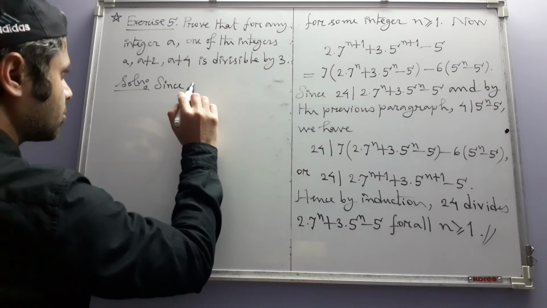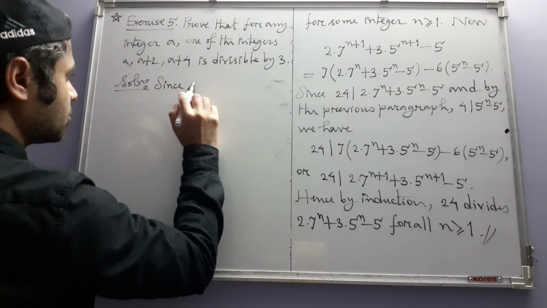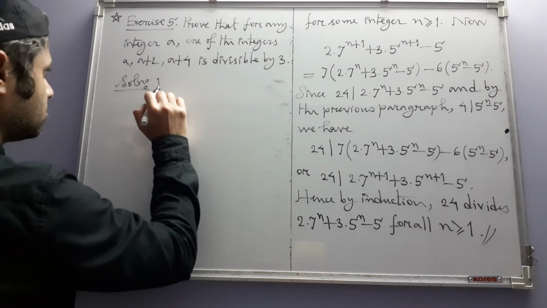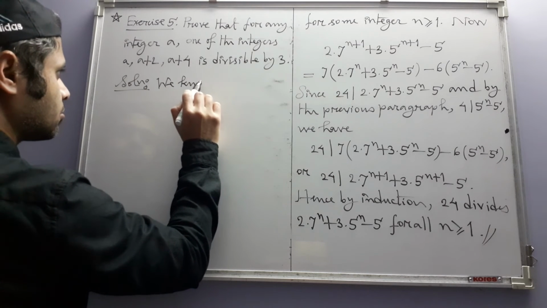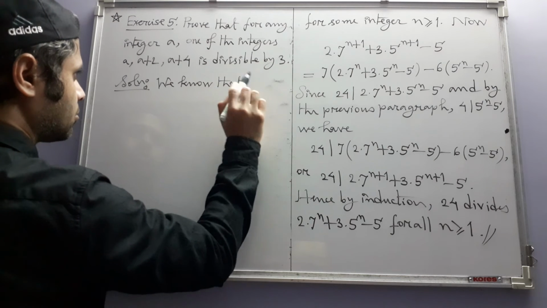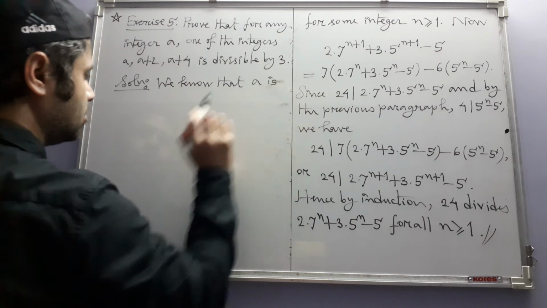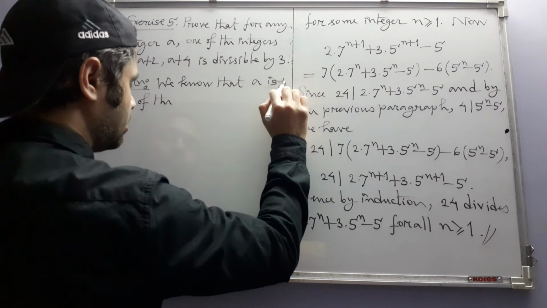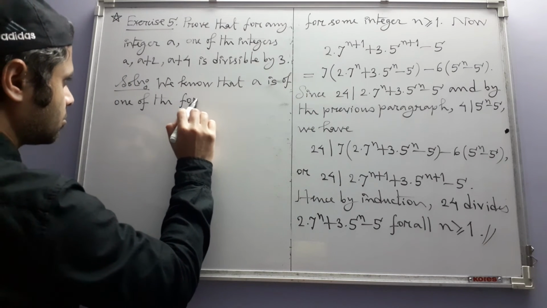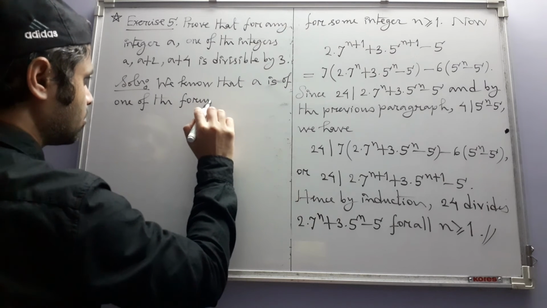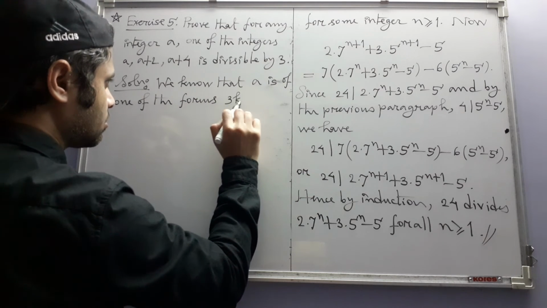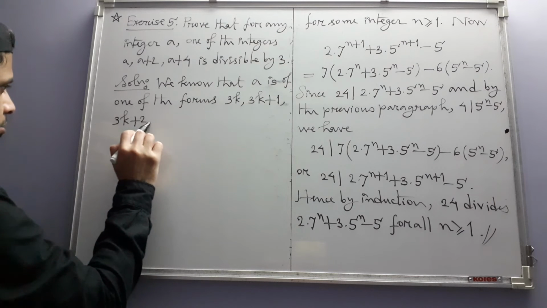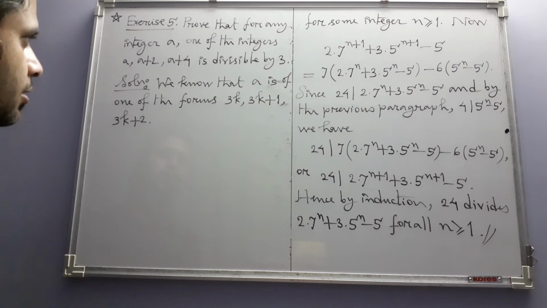Let's start like this. We know that a is of one of the forms 3k, 3k plus 1 and 3k plus 2, where k is some integer.